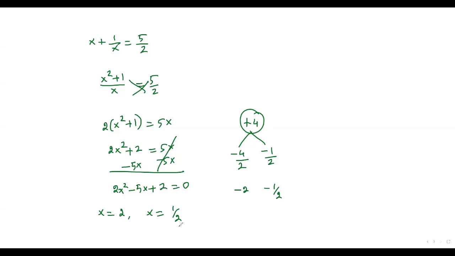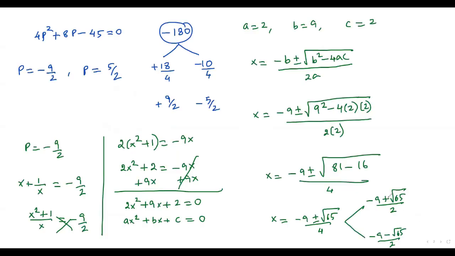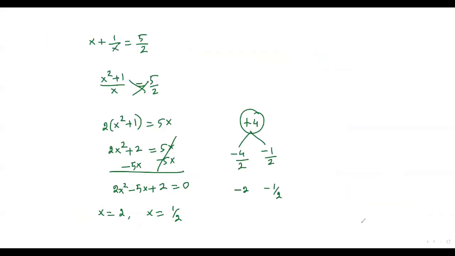So in all, for the given equation, I got 4 roots. That means I got 4 values of x. Already we know that the first 2 values of x are irrational numbers, and now I got 2 more values for x. But here these 2 roots are rational roots, 2 and 1 over 2.